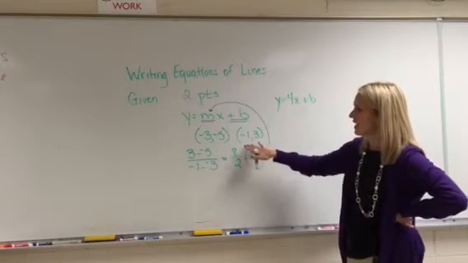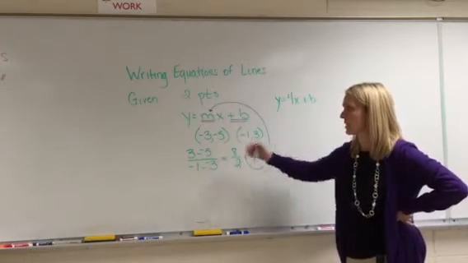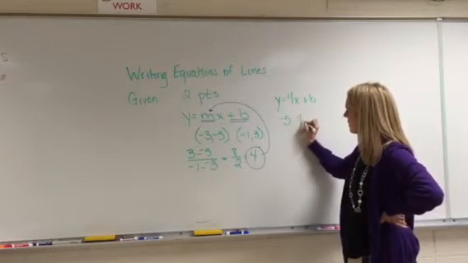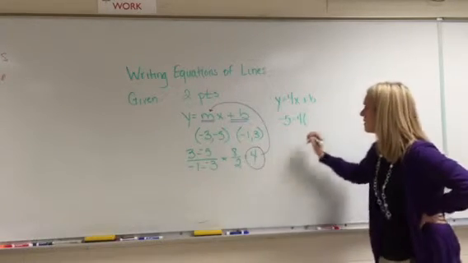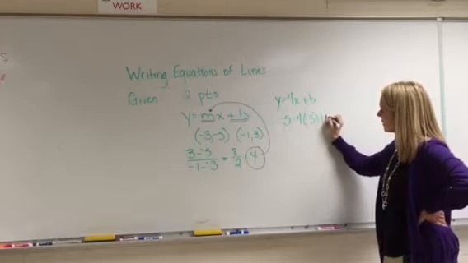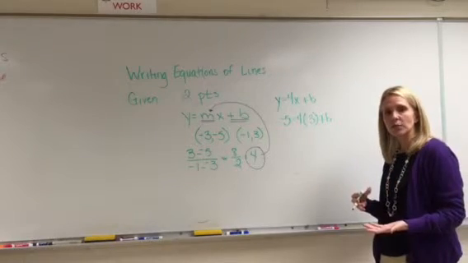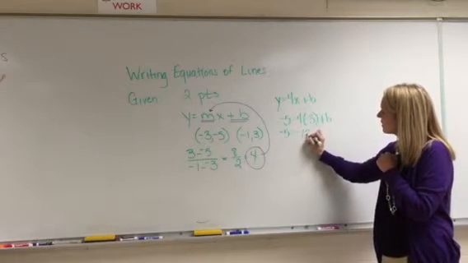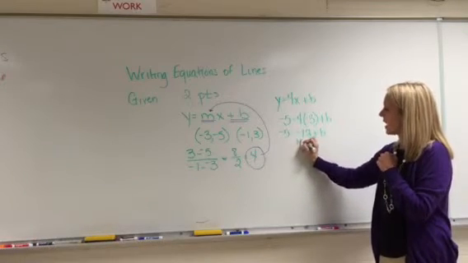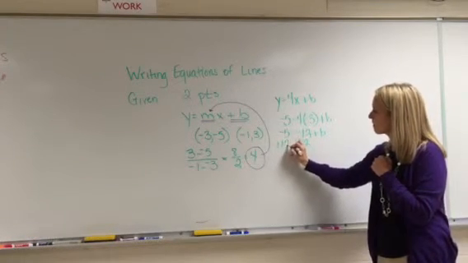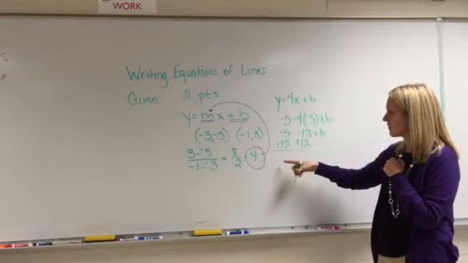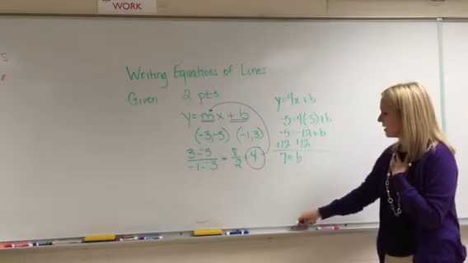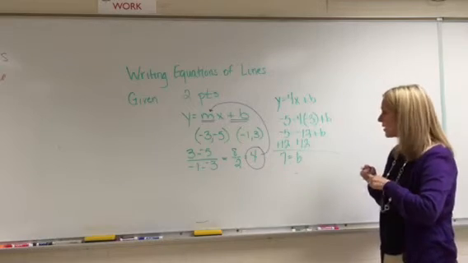We just found our 4. And then pick either ordered pair you want to use. I'm just going to pick my first one. My y value is -5. My x value from the same ordered pair is -3. Now I can solve this equation just like I did on the previous one, and it will find my b for me. So I'm going to take 4 times -3. Then we'll add the 12 to each side. -5 plus 12 will give us 7 equals b. So now we found what our b value equals.